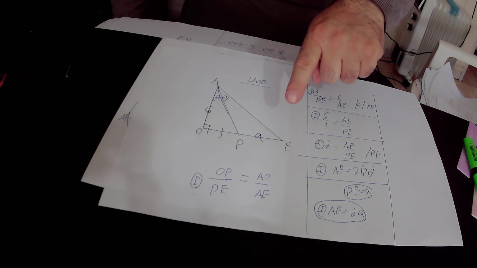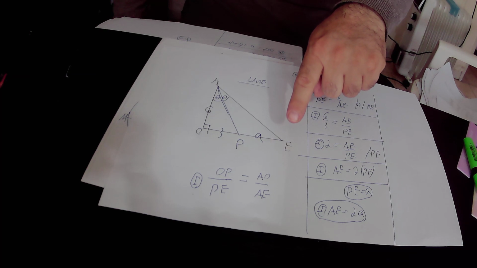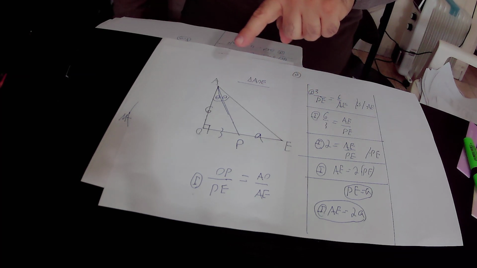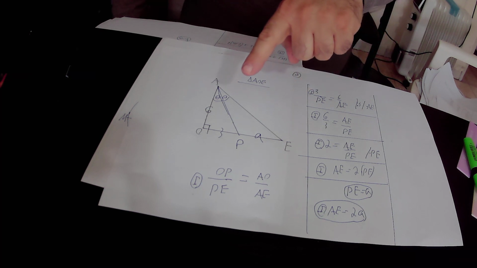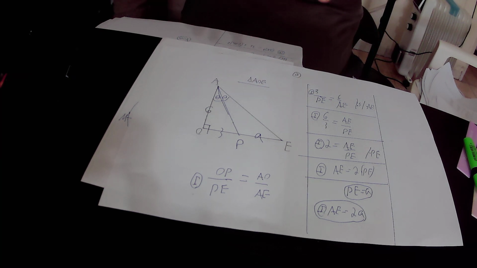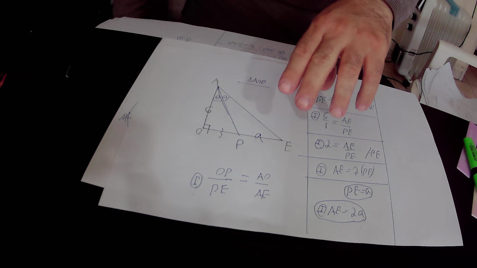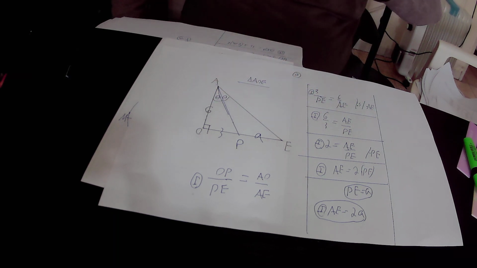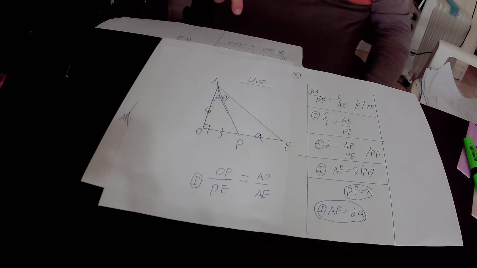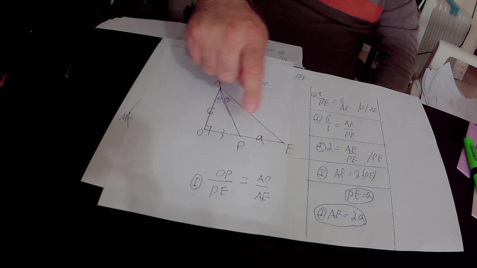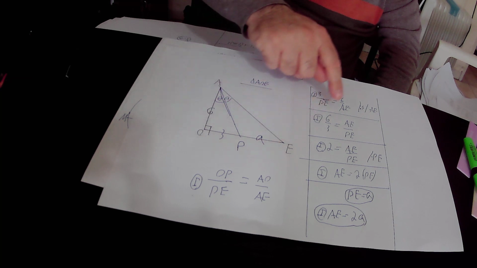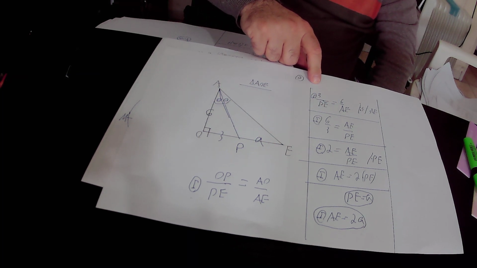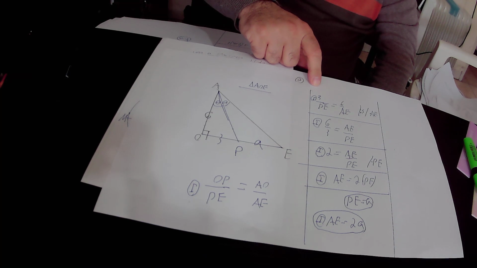So that ratio between the two legs, AO over AE, equals the ratio in which angle bisector AP divides side OE, and that ratio equals OP over PE. In conclusion, OP over PE equals OA over AE. Here OP equals 3 units, AO equals 6 units. So 3 over PE equals 6 over AE. This is equation number 1.